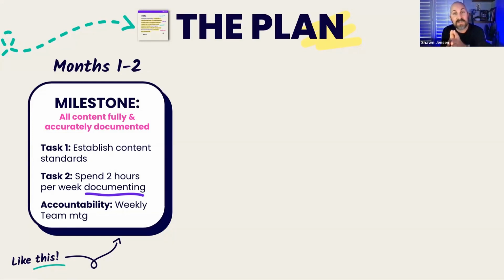At the end of this first 2 months, we want to have all of our content fully and accurately documented. That's a measurable goal right there, a milestone that we want to achieve. And then we have established together the tasks that need to happen to make sure that this is realized.